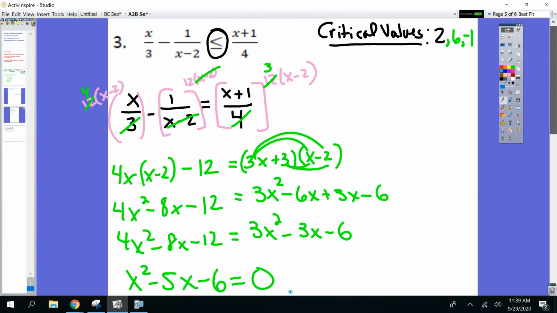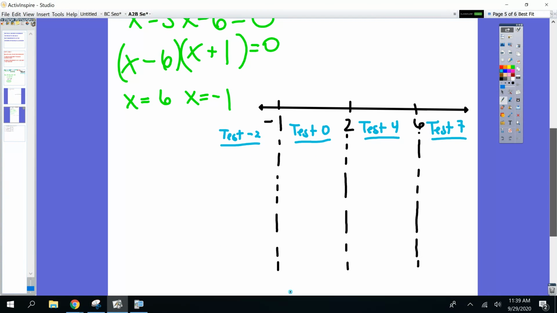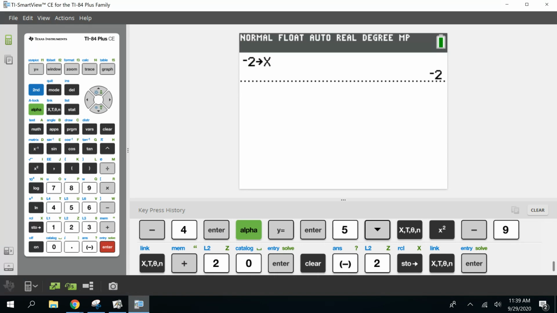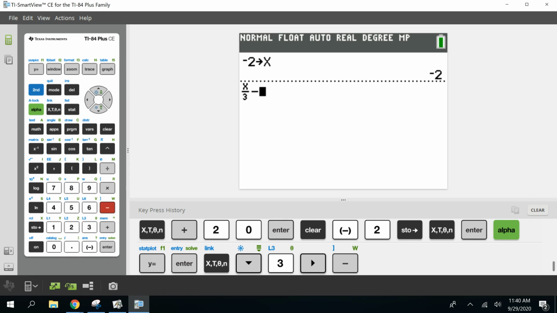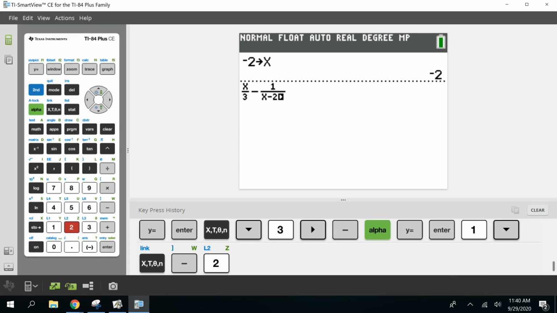So x over 3 minus 1 over x minus 2. So ready? Left side. I already forgot it. What was it? X over 3 minus 1 over x minus 2, right? Okay, so I get -5/12.